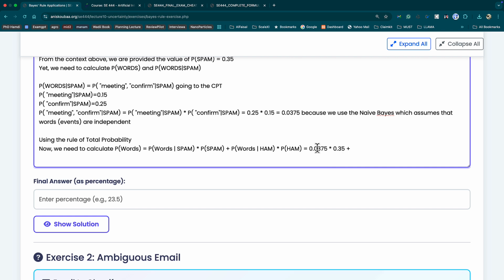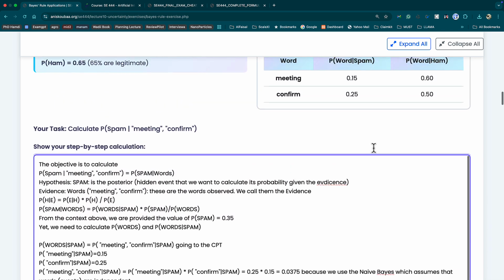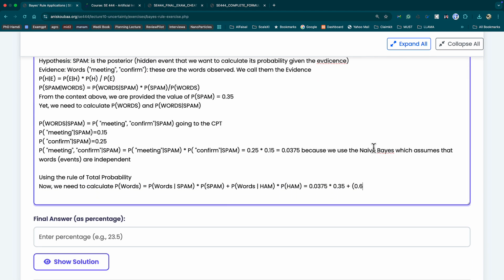35 plus, so we need to calculate the same thing. We're going to use the naive Bayes rule, which assumes independence. So it's the product of 0.6 multiplied by 0.5 multiplied by the probability of ham, which is 0.65. Now, what is the number you find? 0.208125, I think, right? So now we have everything to calculate this.